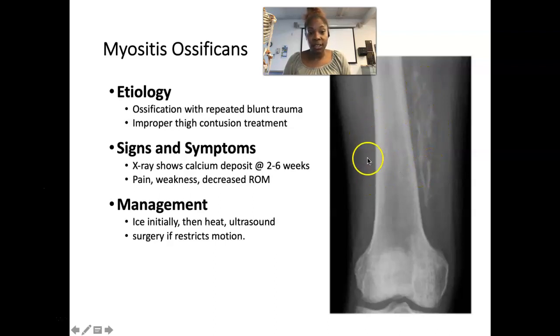We don't see that there. It should look like this, but it doesn't, right? So we have a massive amount of ossifications. The other thing that we see, which is similar to a quad contusion, is pain and weakness and decreased range of motion, in particular in knee flexion.